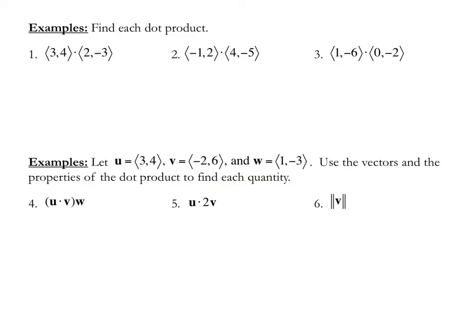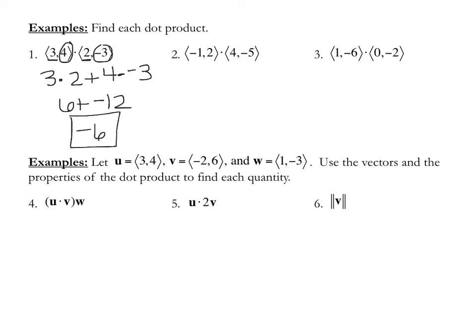So let's look at some examples. In the first example, again, the first two get multiplied by each other. It's going to be 3 times 2. Then it's a plus sign. The last two get multiplied by each other. 4 times negative 3. So that's going to be 6 plus negative 12, which gives us that the dot product is negative 6. In the next example, we would do negative 1 times 4 plus 2 times negative 5, which is negative 4 plus negative 10, and I get negative 14.